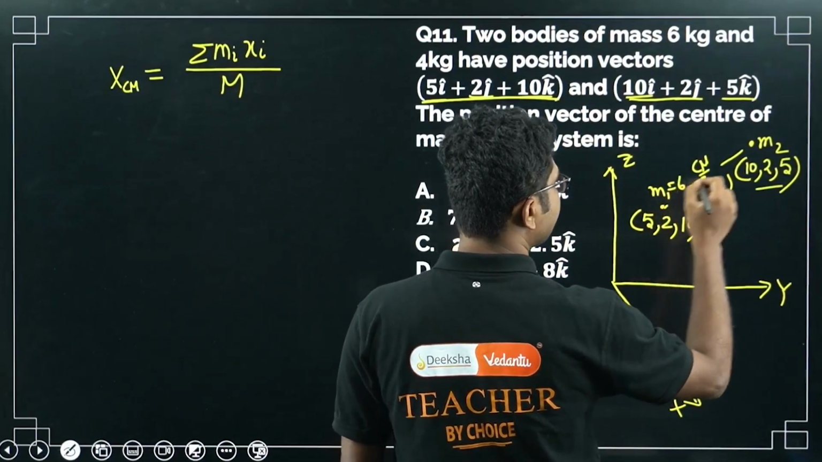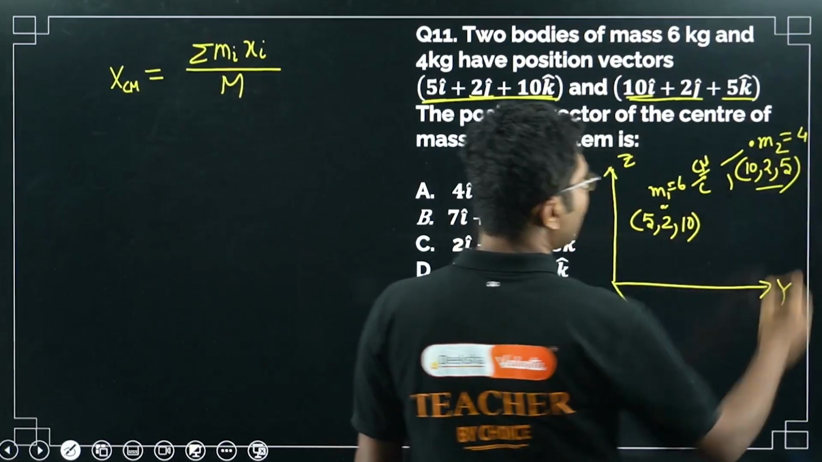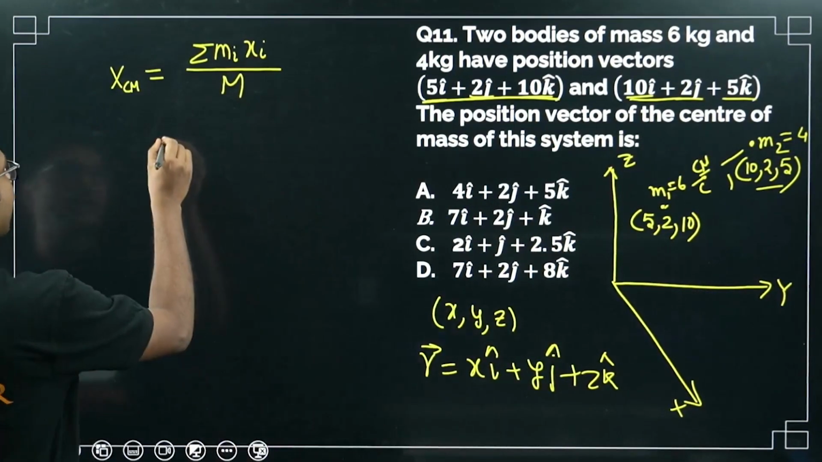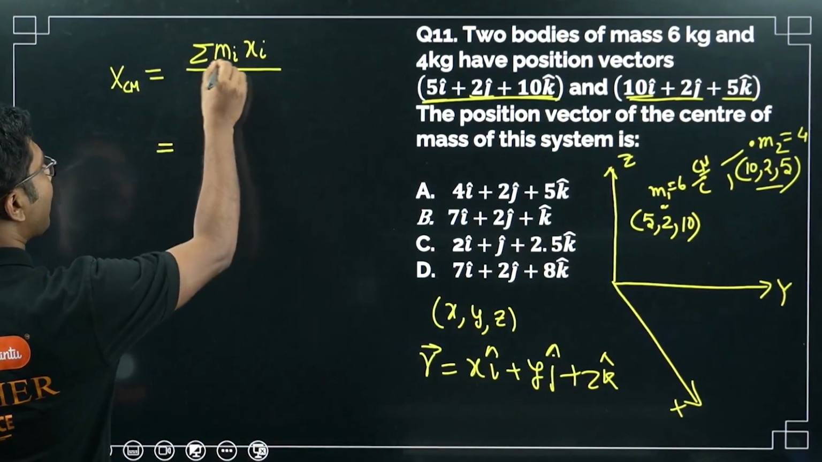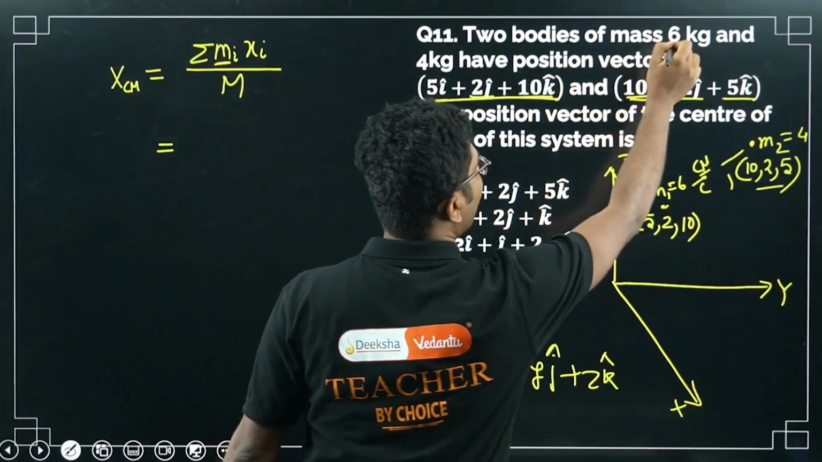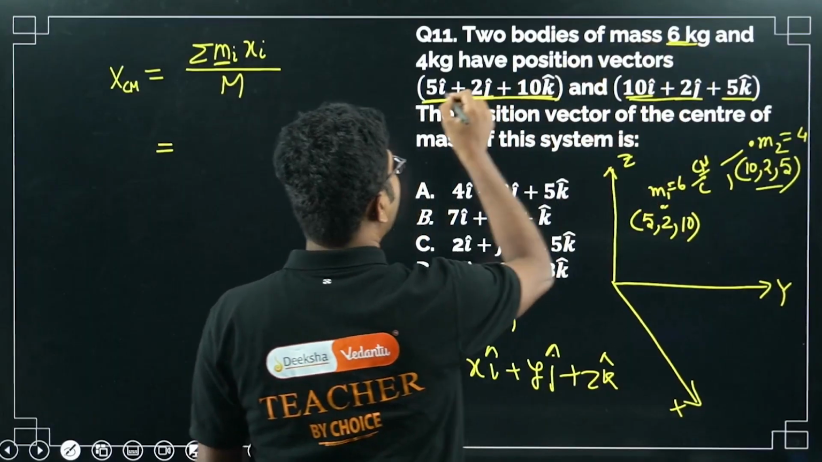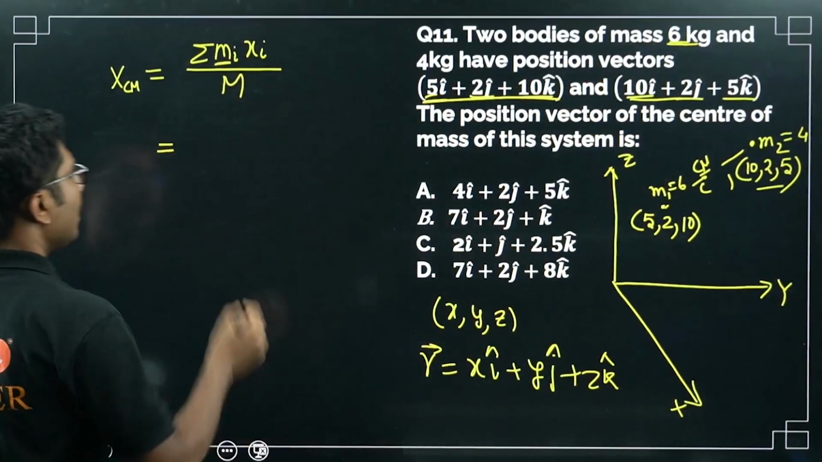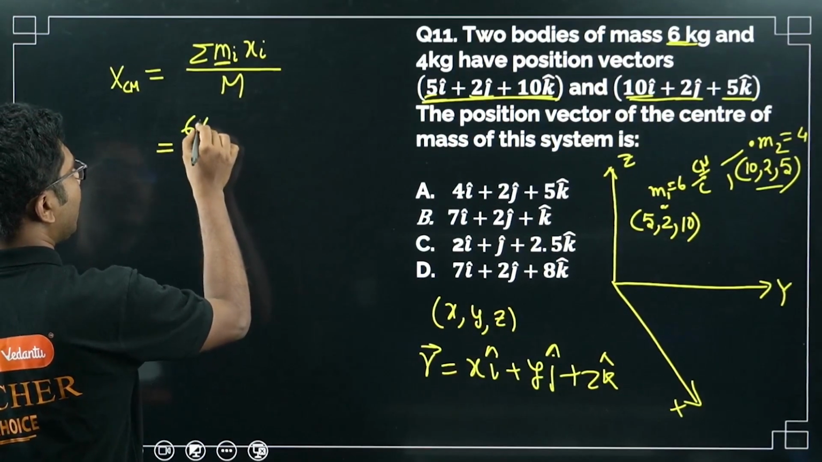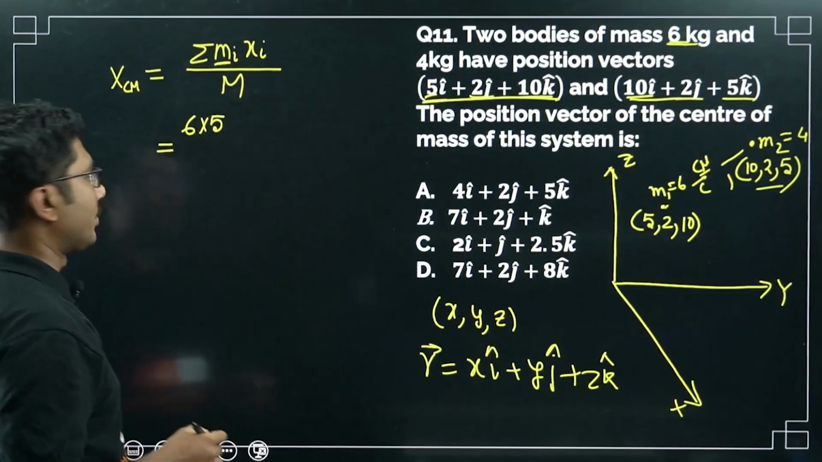So this is 6 kg, this is 4 kg. So first, how to calculate XCM? We will calculate first. Mi is, first is m1, m1 x1. So 6 is m1, 5 is x1.